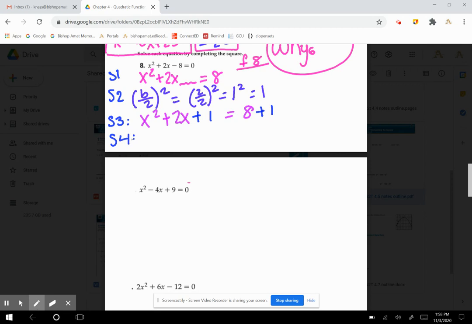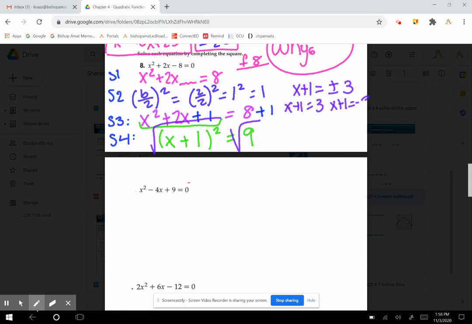Step 1, step 2, step 3. Step 4 says to factor and solve. What I said inside here would be a perfect square trinomial, which it is. The square root of x squared is x, the square root of 1 is 1. You bring that addition sign down, equals 9. And now we solve. Square root both sides. So x plus 1 is equal to plus or minus 3. We're going to have two answers. x plus 1 equals 3, and x plus 1 equals negative 3. So x is equal to 2, and x is equal to negative 4.